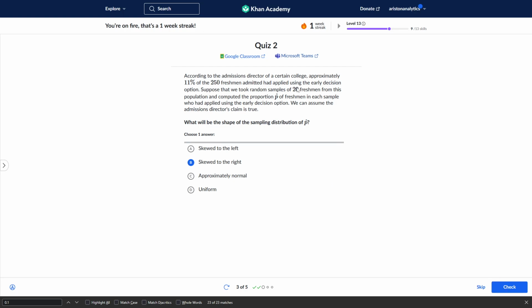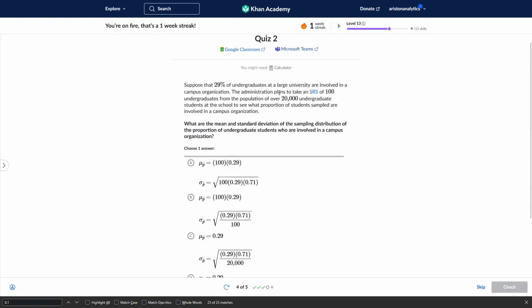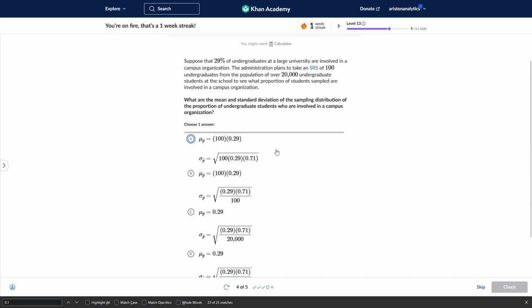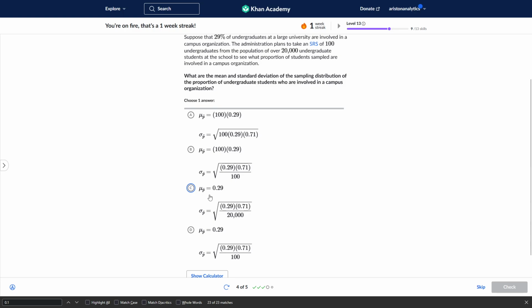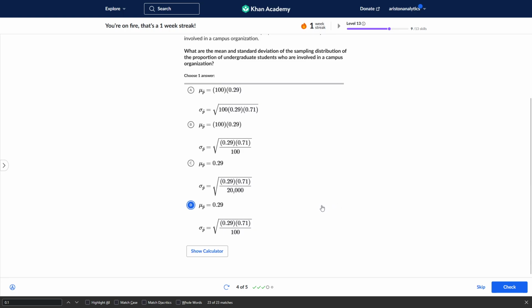I'm pretty sure it would be skewed to the right because we're only taking samples of 20. Oh, no, no, no. Okay, yeah. It's actually approximately normal because N is roughly 10%. No, it's not even 10%. Okay, it'd be skewed to the right. 20, 250, 8%, so skewed to the right. It's one of these. It's this one. No, this one, because that's N. Sample size. One of two.